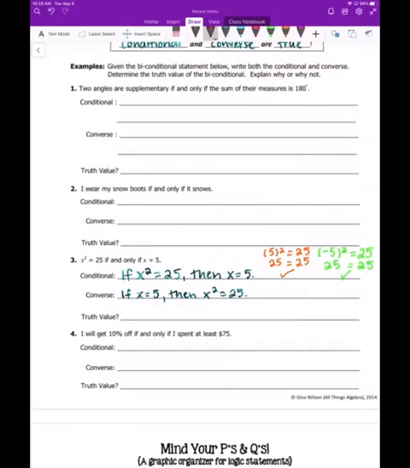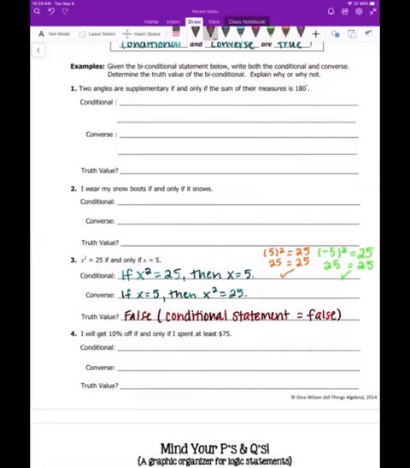Okay? So because the conditional statement is false, the truth value of the biconditional statement is also going to be false. Remember, both the conditional statement and the converse statement have to be true in order for the biconditional statement to be true. Because our conditional statement in this case was false, the whole thing is false. Okay, so false because our conditional statement was false.